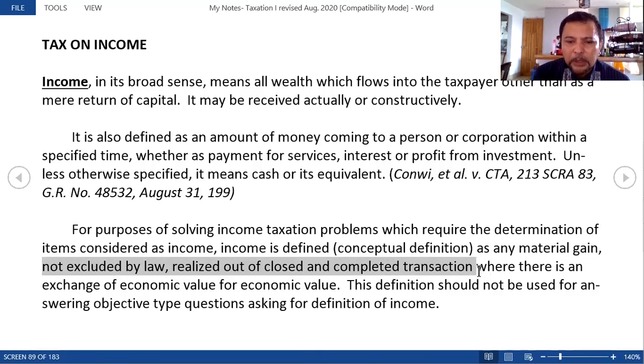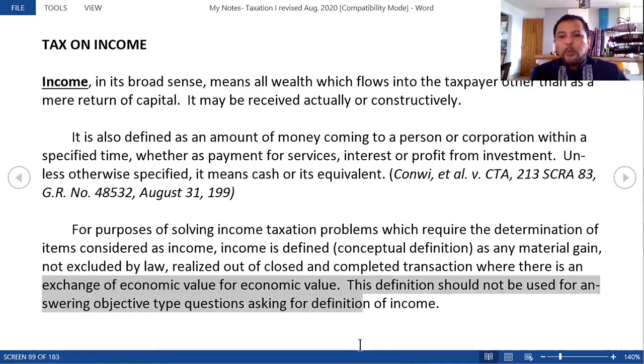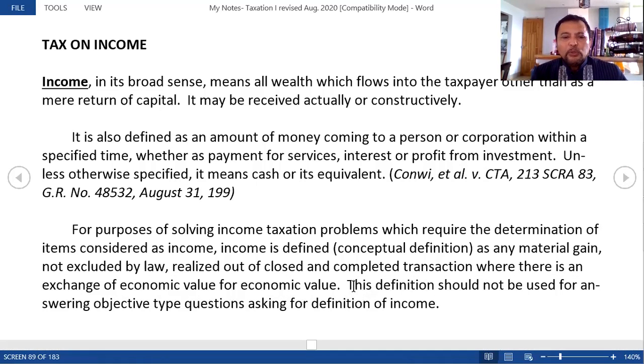So the transaction must be closed and completed, where there is an exchange of economic value for another economic value. So if the transaction is completed, there's an exchange. Like in a sale, let's say I'm the buyer, I will give you the money. And if you're the seller, you will give me the property. So there's an exchange of economic value. This definition should not be used for answering objective type questions asking for the definition of income.